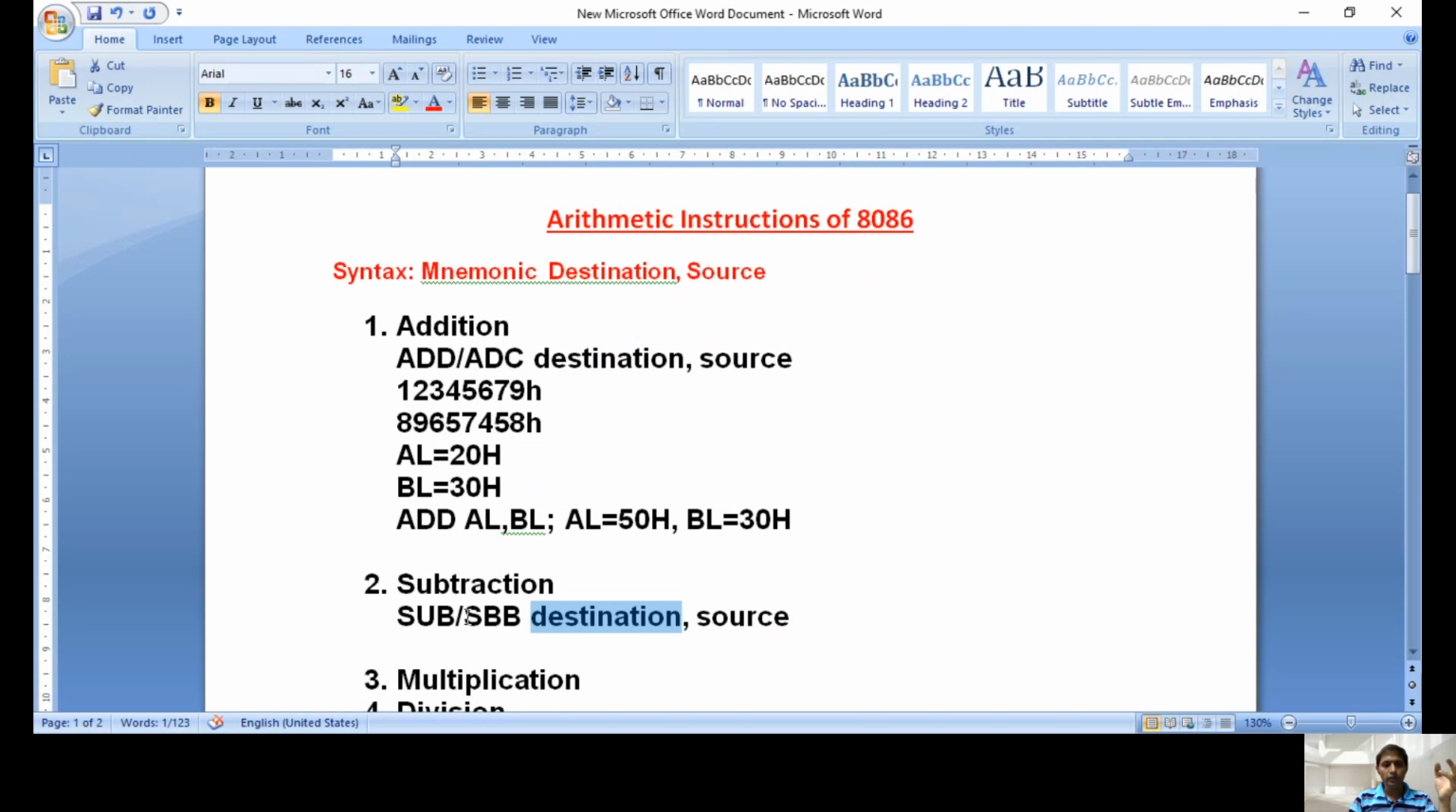So if you take multi-bytes, so more than 2 bytes are present in n number of bytes of one number with n number of bytes of other number, then subtraction through borrow, SBB, is useful.